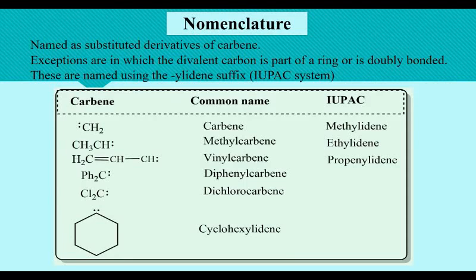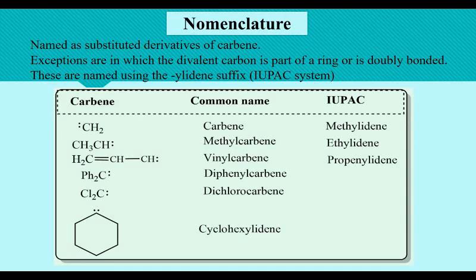Nowadays, the term is universally used for divalent carbon species, which are simply named as substituted derivatives of carbene. The exception to this are carbenes in which the divalent carbon is a part of a ring or is doubly bonded. These are named using the -ylidene suffix, for example, cyclohexylidene and vinylidene. Here are some examples of carbenes.